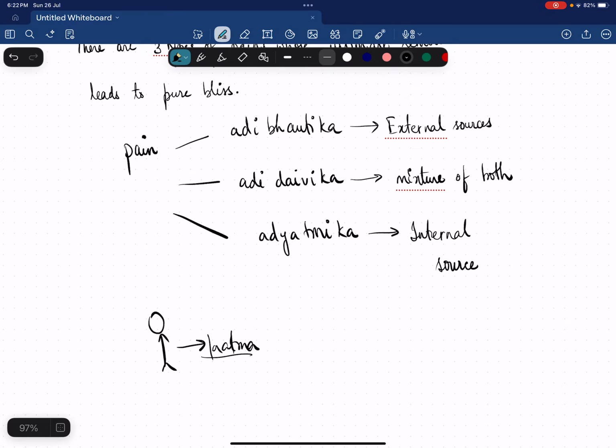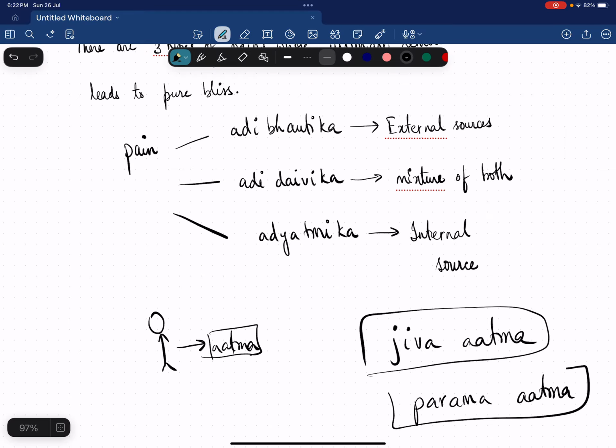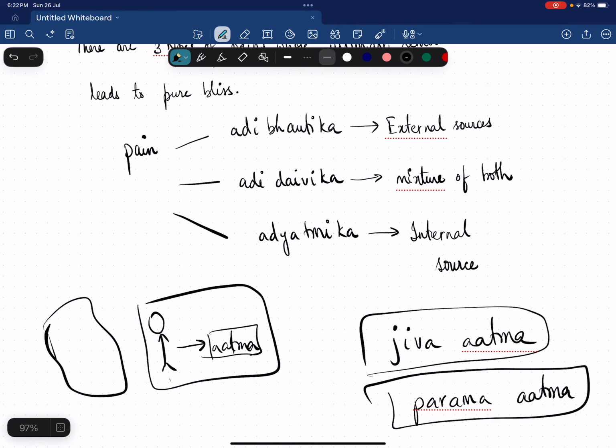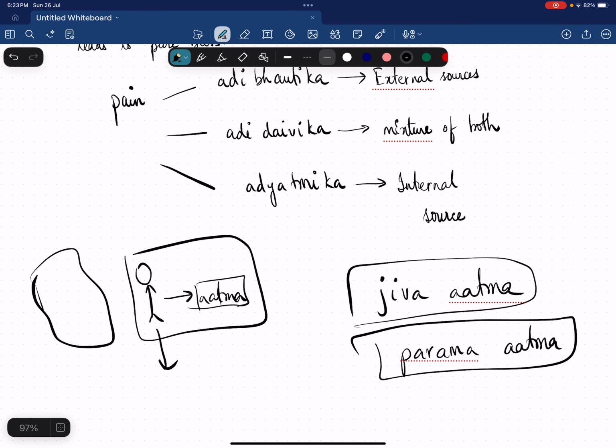So, Atma. Now, Jivatma and Paramatma. Two concepts in understanding Sankhya Darshan. So you're here, you and something else outside of you. You are basically called Jivatma. This something which is not you is Paramatma.